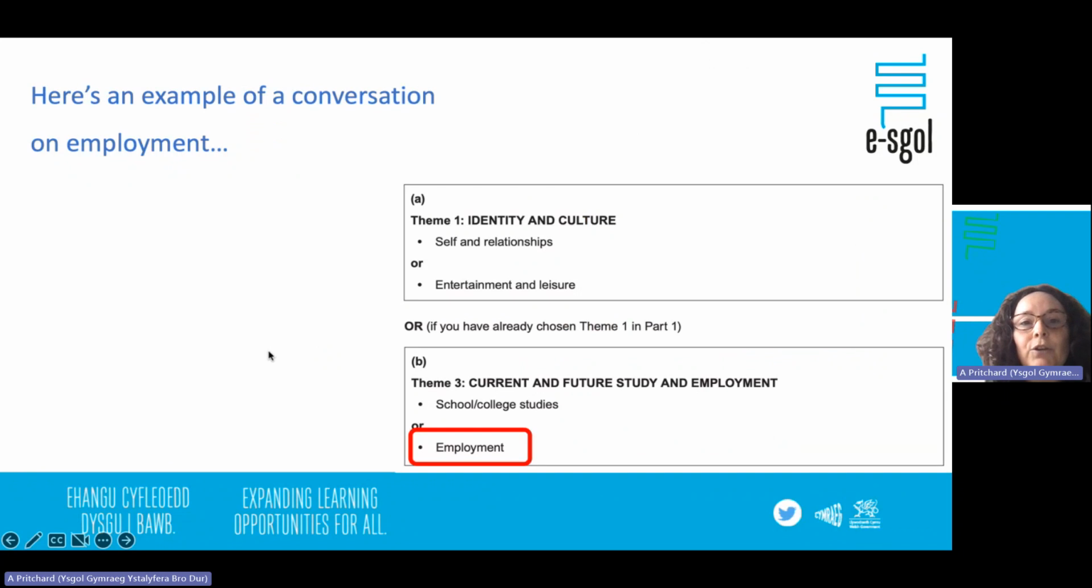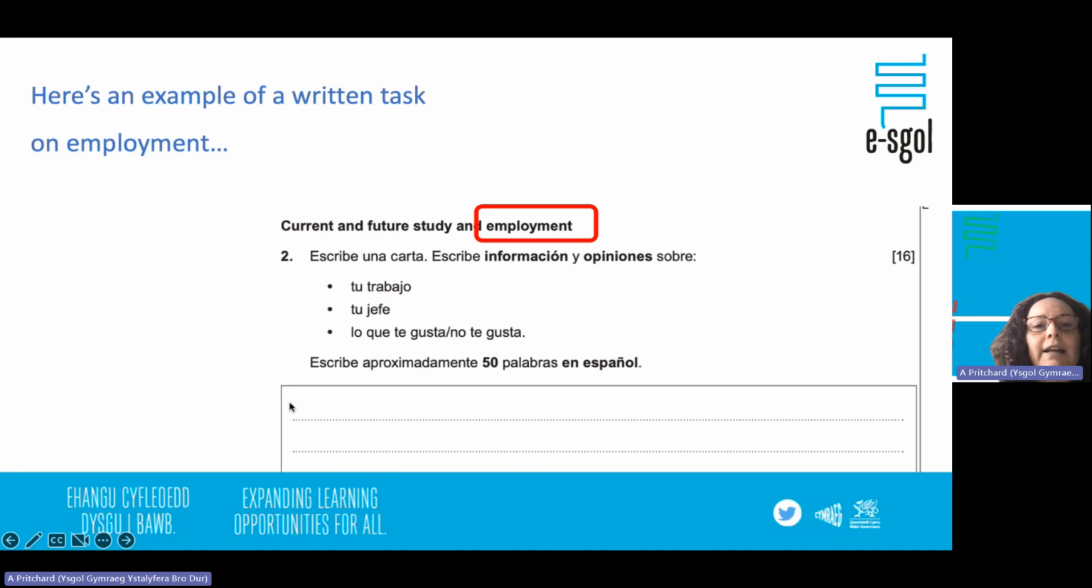Employment could also come up in the conversation. So, in the conversation, you get a choice of 2 topics and you'll choose one. So employment could come up there as a conversation task. Here's an example of a written task on employment. Escribe una carta, escribe información y opiniones sobre tu trabajo, tu jefe, your boss, y lo que te gusta o no te gusta. So this is one of the foundation tier papers where you have to write about a job and your boss and what you like and dislike about your job.